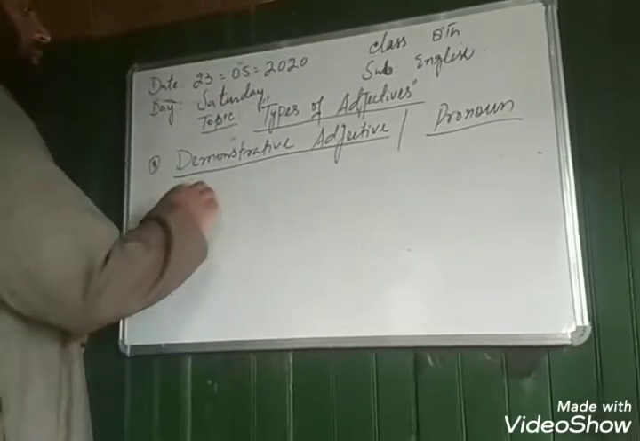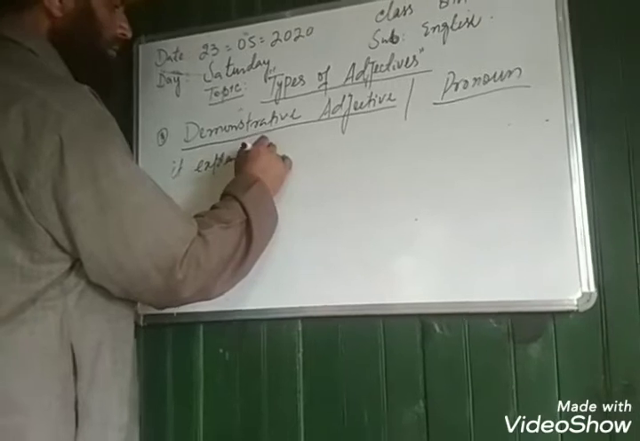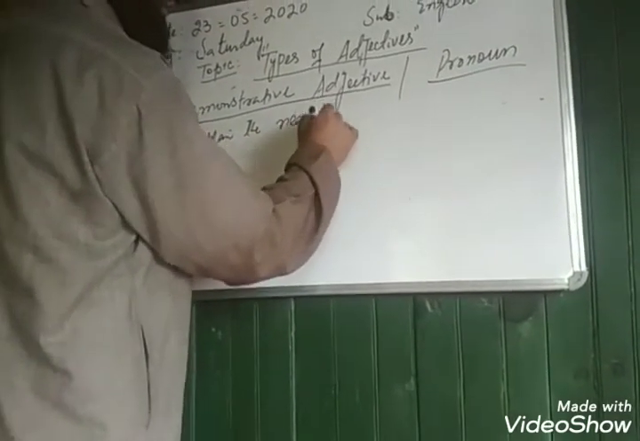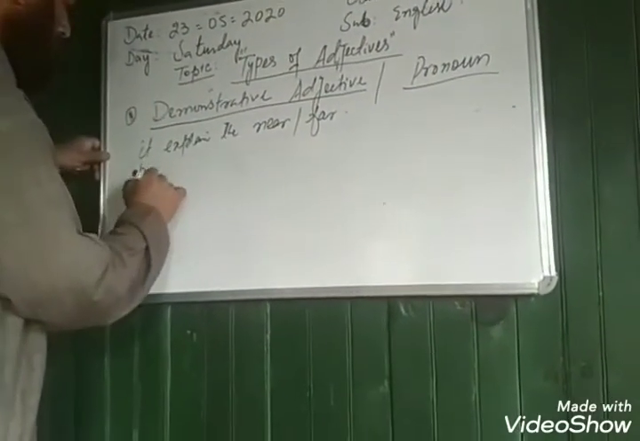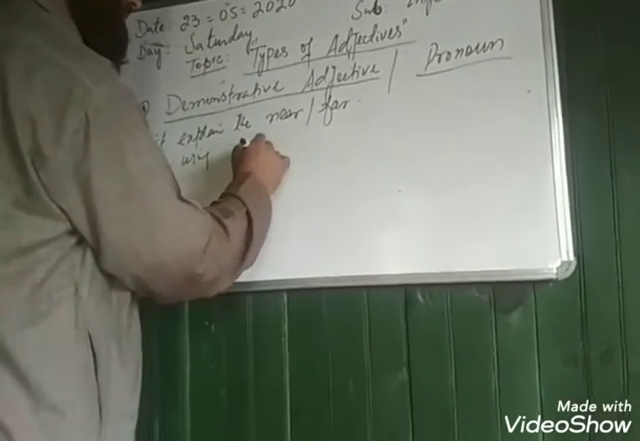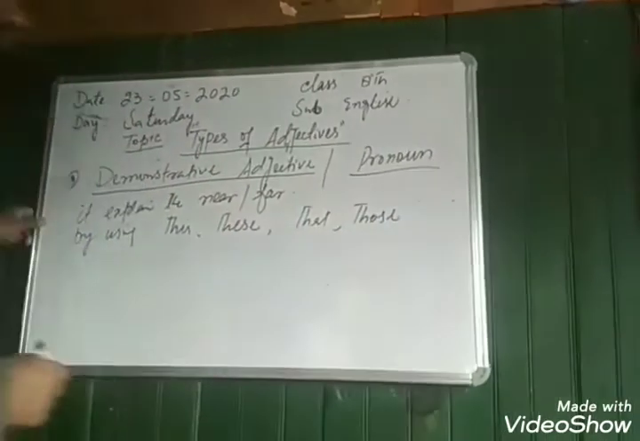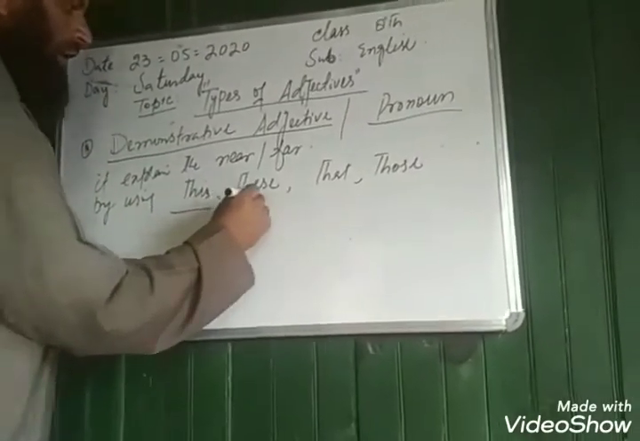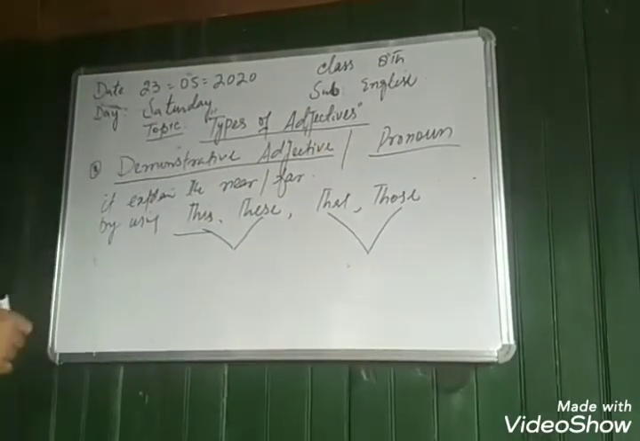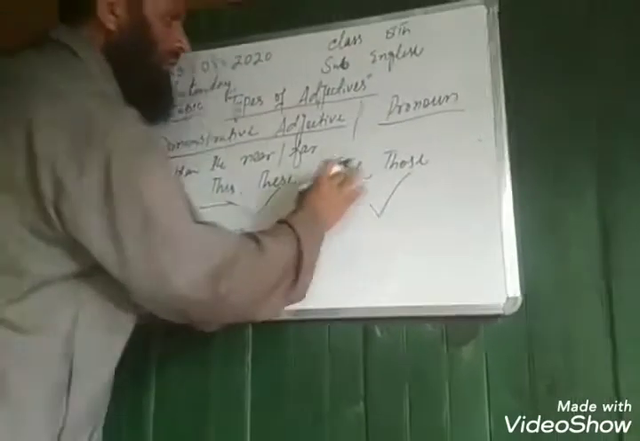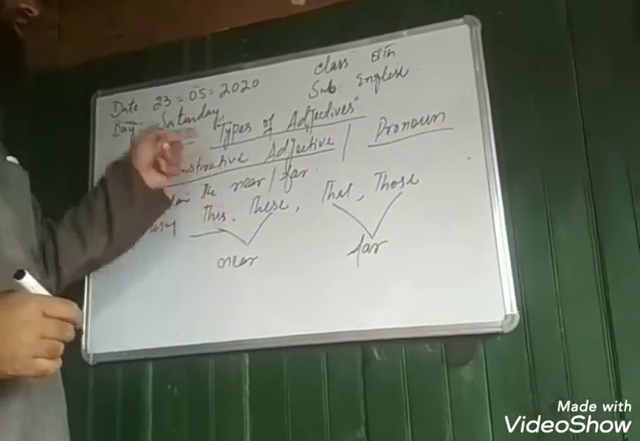Demonstrative adjective explains the near or far by using demonstratives: this, these, that, those. So these are demonstrative adjectives. This is singular and these is plural. That is singular, and those is plural. These two are near. Those two are far. So the demonstrative adjective explains the near and far by using this, these, that, and those.